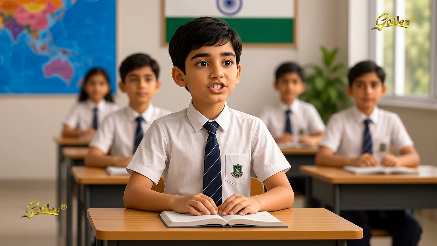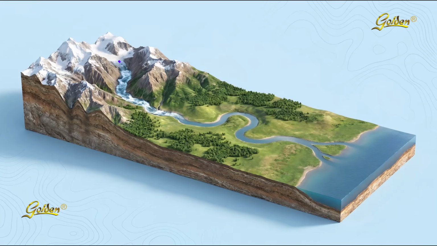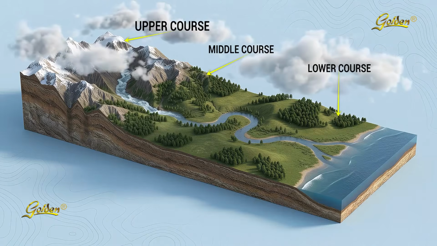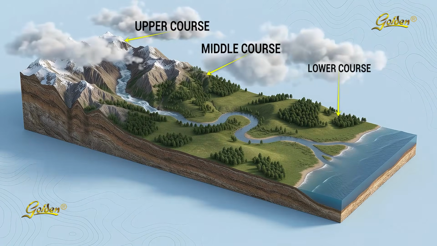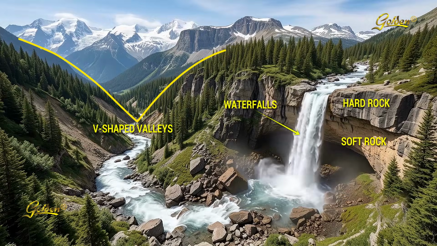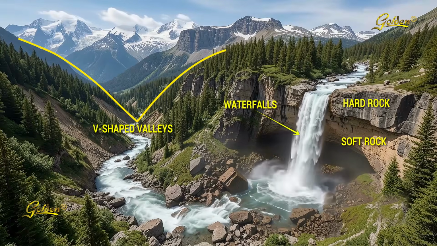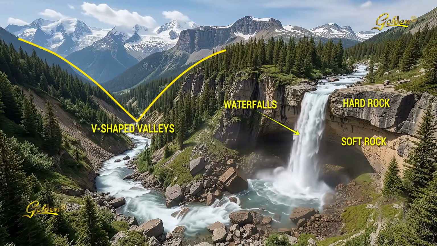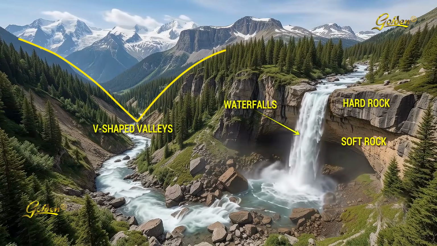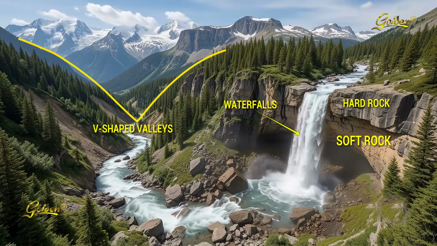How does running water shape the land along a river's course? A river changes as it flows from the mountains to the sea. It goes through 3 distinct phases. What are those phases, ma'am? There are 3 main phases: the upper course, middle course, and lower course. At the upper course, the river flows fast down steep slopes, creating V-shaped valleys and dramatic waterfalls, where hard rock resists the water while soft rock wears away.